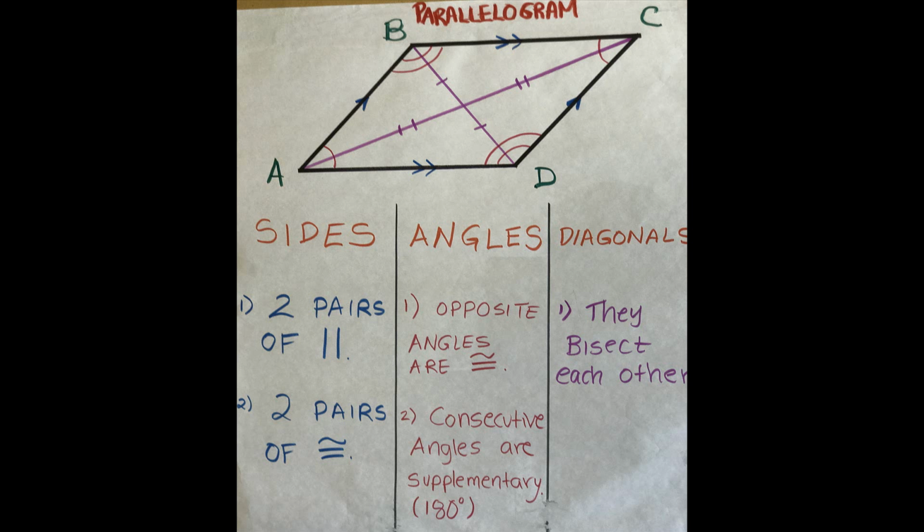The answer is choice C. ABCD is a trapezoid.